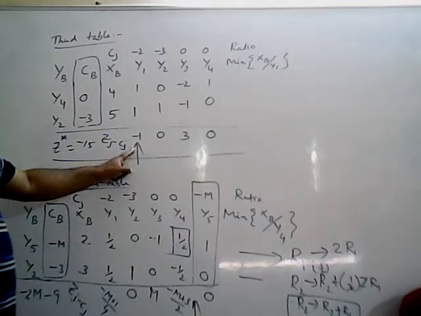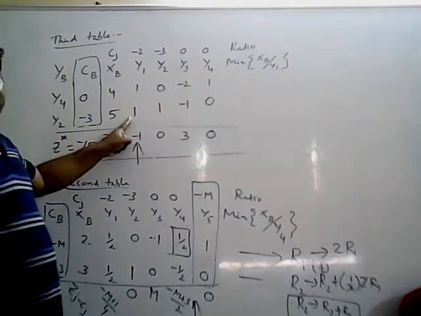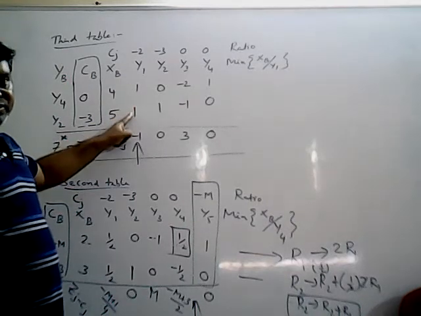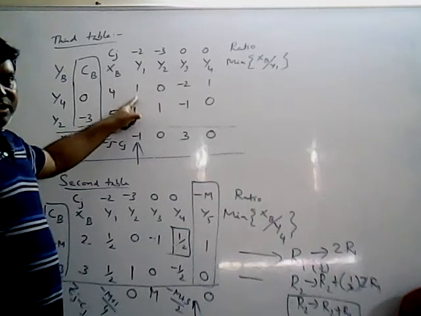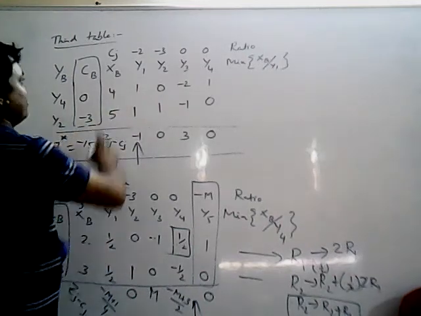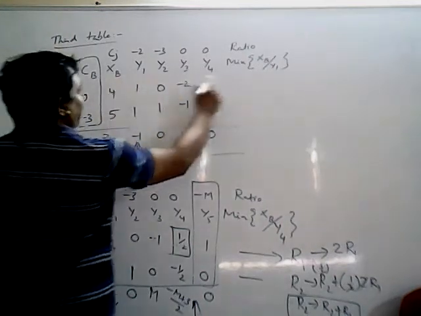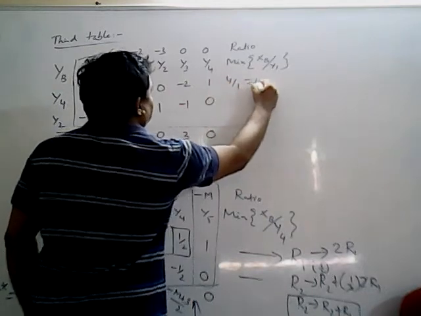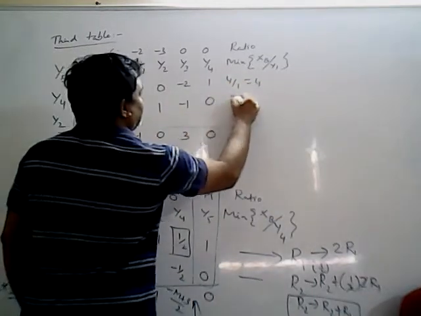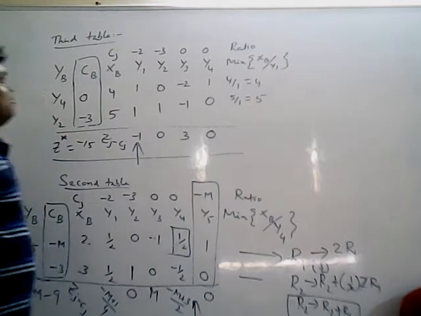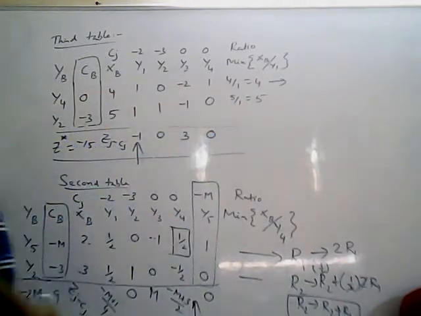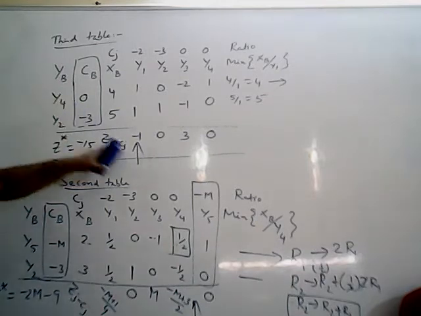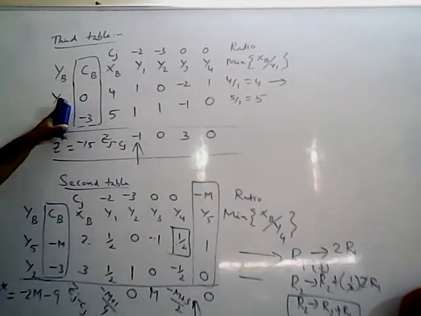But in your entering column, the values should be positive. Both the values are positive. Negative values and 0 values, you won't consider for the ratios. But here both the values are positive, so both the ratios exist. XB by Y1: 4 by 1 is 4, 5 by 1 is 5. That means what is the least positive? Least positive is 4. And which variable leaves? Y4 leaves. In place of Y4, Y1 enters in the next table.